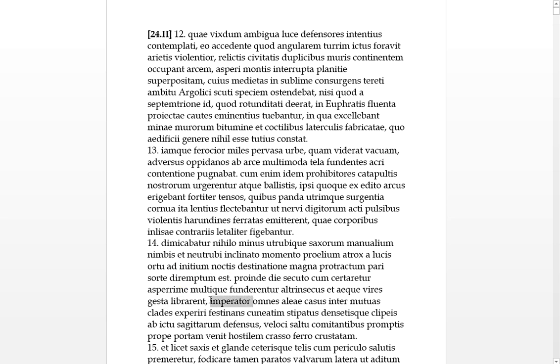The emperor, the imperator, could have been a general or an emperor. Omnes alea casus, all dice throws in this case. Basically, it was going to be some sort of throw of the dice. Inter mutuas clades, amongst the mutual destruction. Experiri testudinem, festinans, so he was hurrying to experiment.